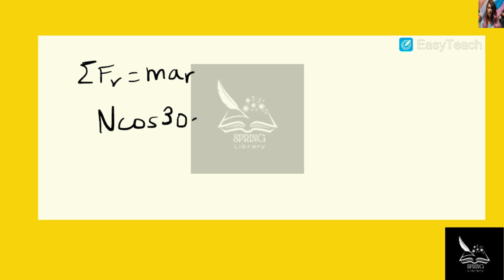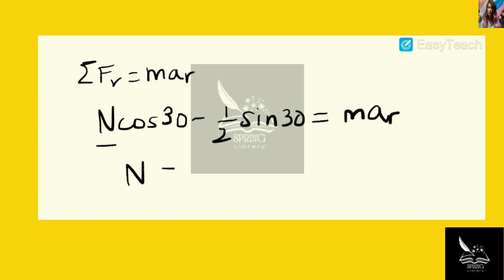By resolving our forces in the r and theta direction, we see that the net force in the r direction is equal to m times ar, and this gives us that N cos 30 minus 1/2 sine 30 is equal to m ar. We can isolate just N in this case, and we see that N is equal to 0.279 pounds.